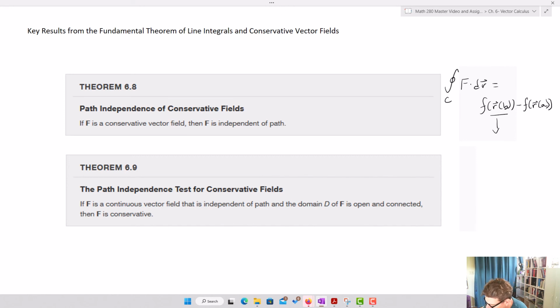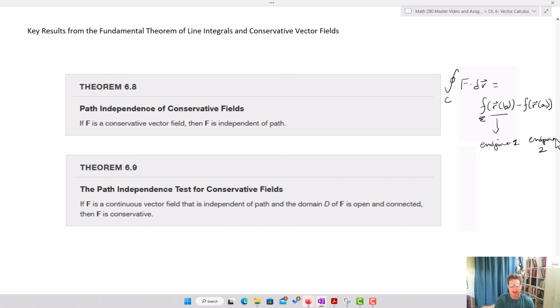So this is endpoint 1, and here's endpoint 2. As long as we know those endpoints and we know our potential function, we don't need to know the path at all. And this is true for all conservative vector fields, because for every conservative vector field we can find f. So if we know that we have a conservative vector field, then the line integral is independent of path. And that comes from the fundamental theorem of line integrals.